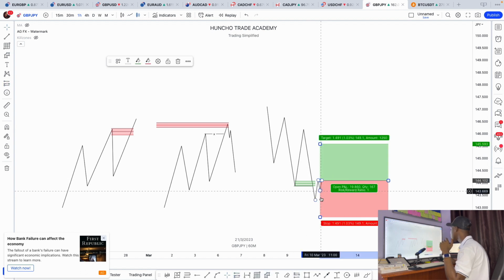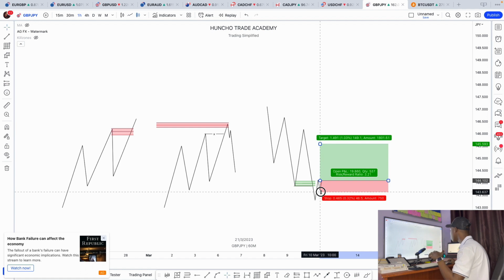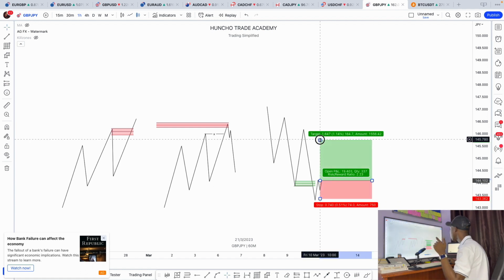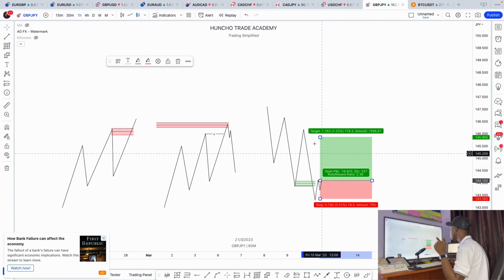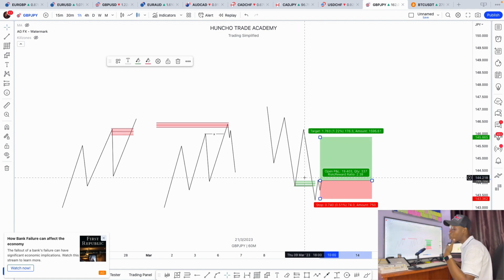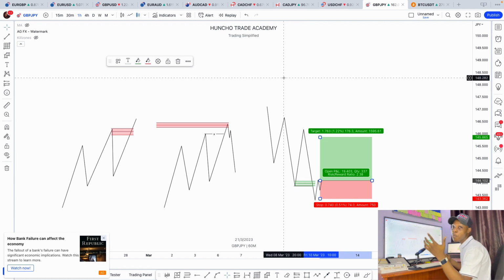Then my entry will be here. Then my stop loss just around this low or this low. Then my target around this area, right? So sometimes it gives 1 to 3 risk to reward, 1 to 4, 1 to 5 risk to reward, depending on how big the impulsive move is.